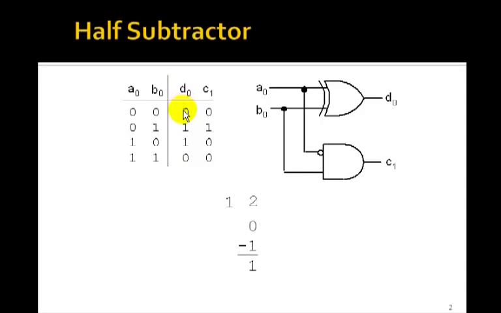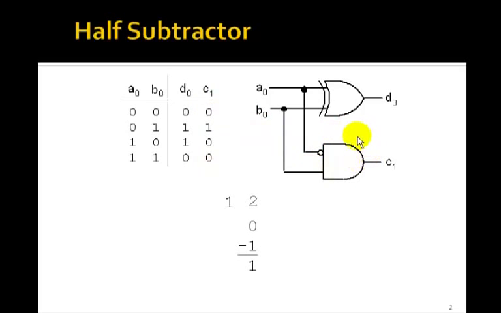So look at D. 0, 1, 1, 0 is just an exclusive OR. That's just what we had for a half adder, you remember. So the difference D, A minus B, is exactly the same as the half adder, A plus B. But there's a difference in the borrow.